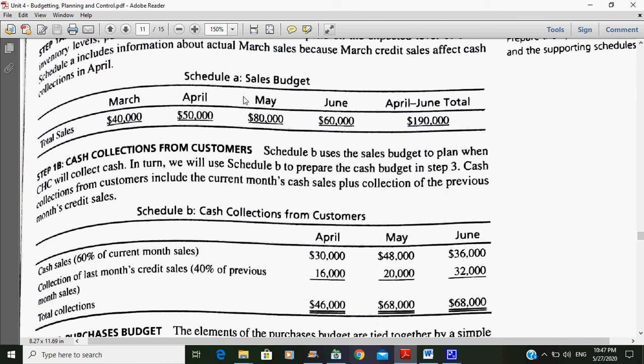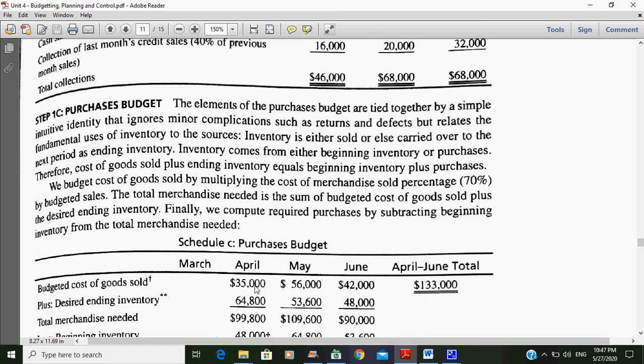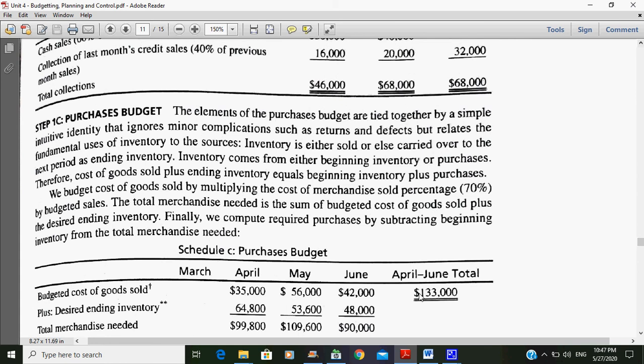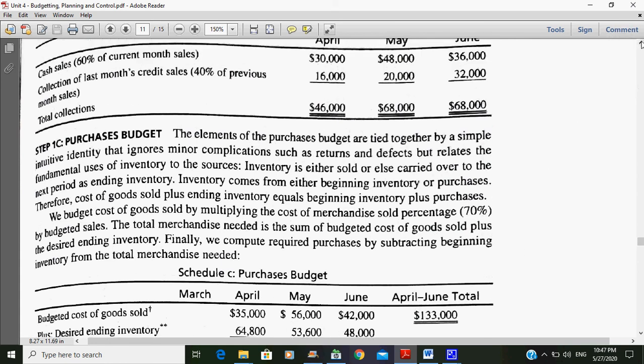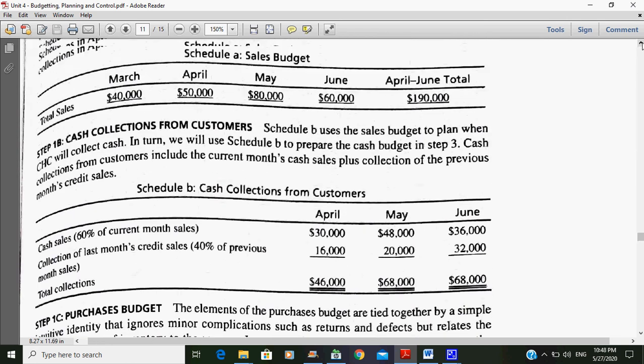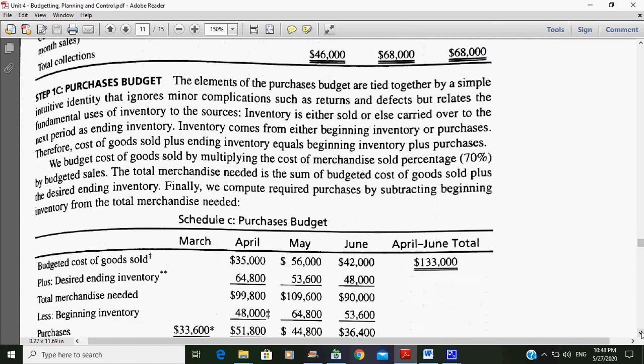And that's how you get the 35,000. So to get the 35,000 right here, you multiply 70% by the budgeted sales. Good. To get May, you multiply 70% by the 80,000, get 56,000. And if you get June, now you multiply 70% by 60,000, and then you get the figure of 42,000. So those are the budgeted cost of goods sold.